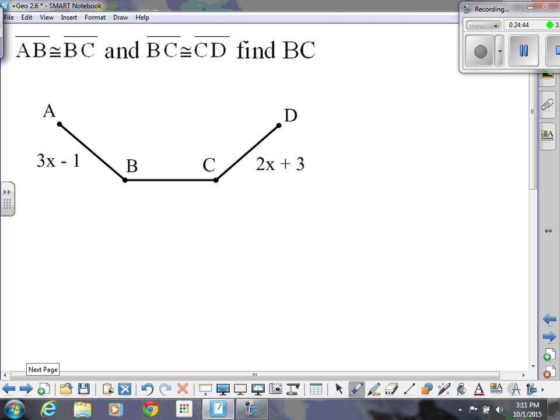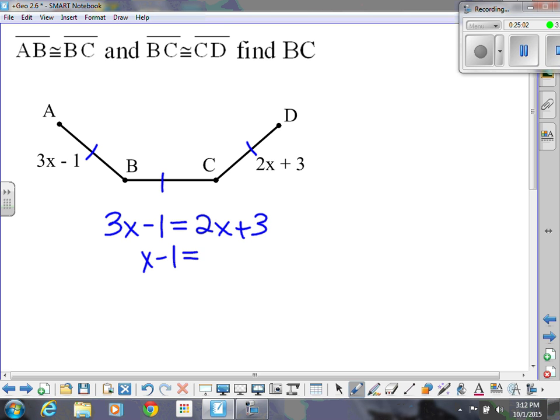This one, since AB is congruent to BC, and BC is congruent to CD, then we know by transitive property that AB is congruent to CD. So 3x minus 1 is going to be equal to 2x plus 3. So if we solve that, I'm going to subtract the 2x, and now I'm going to add the 1, and so I get x equals 4.